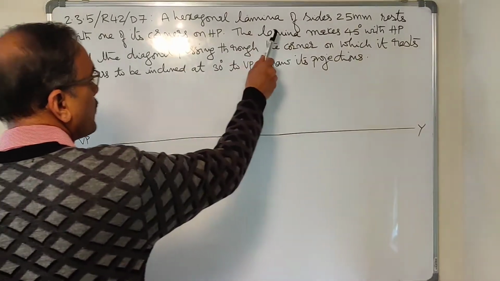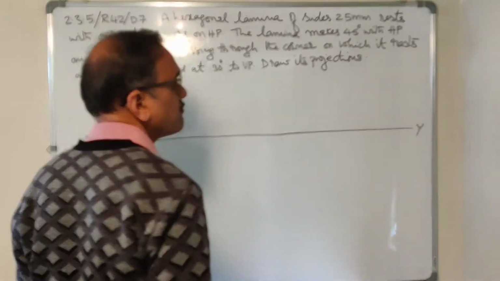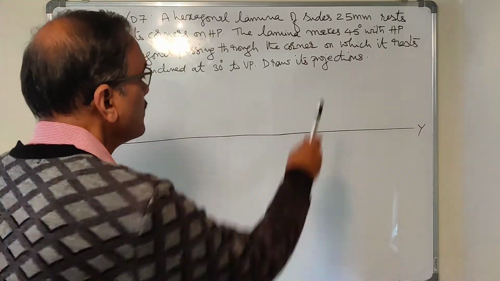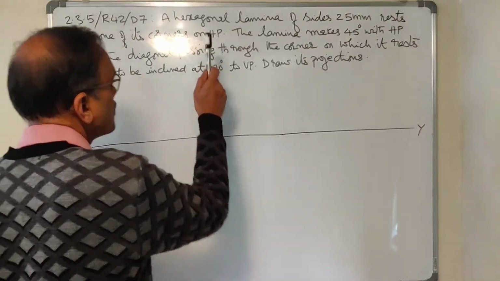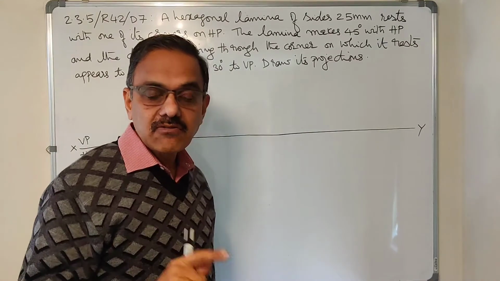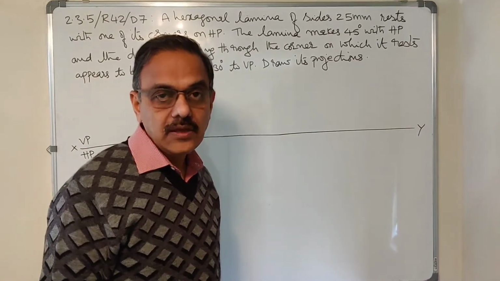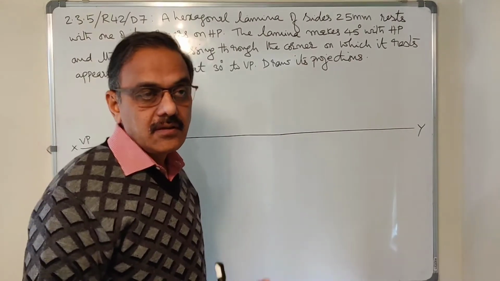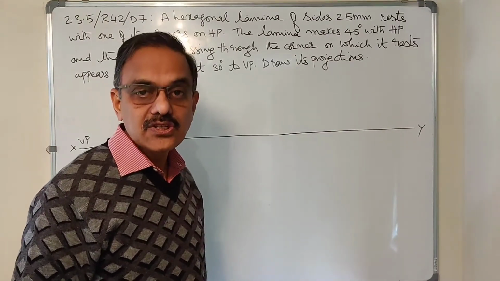A hexagonal lamina of sides 25 mm. It's a hexagonal lamina, its side is given 25. It is resting with one of its corners on HP. So one condition is given related to SP2. Okay, it is resting with a corner on HP, directly it is given. Then let us see whether the second condition is also there.